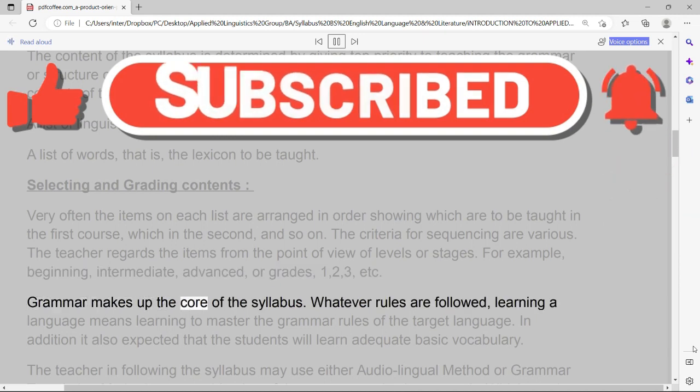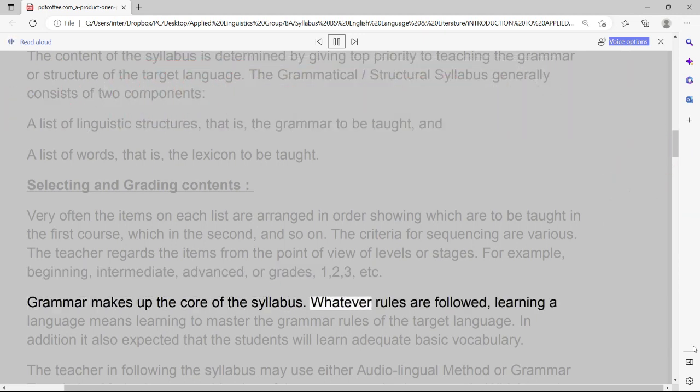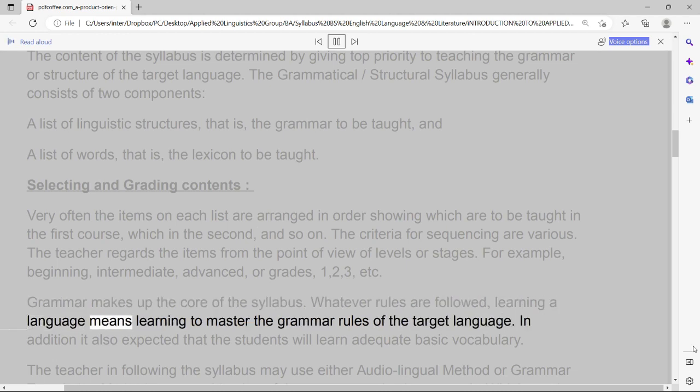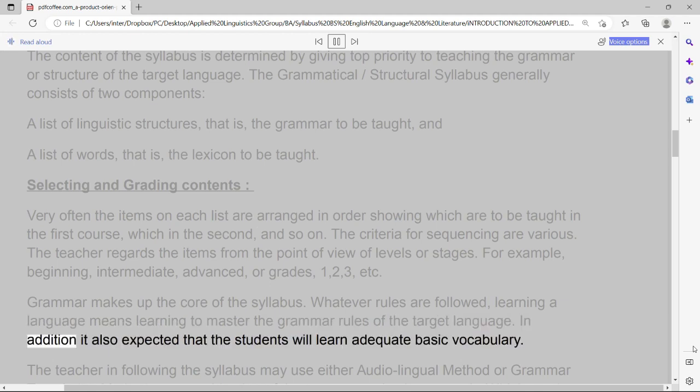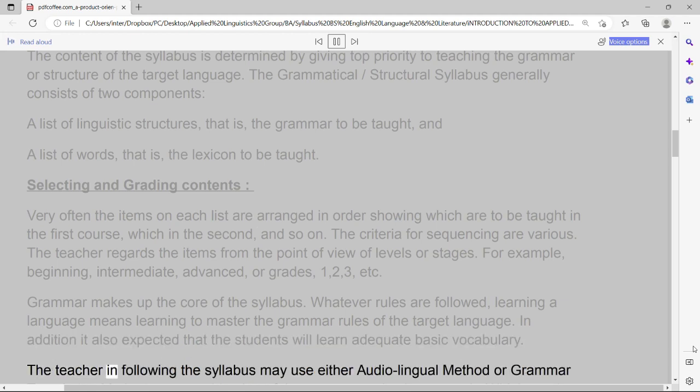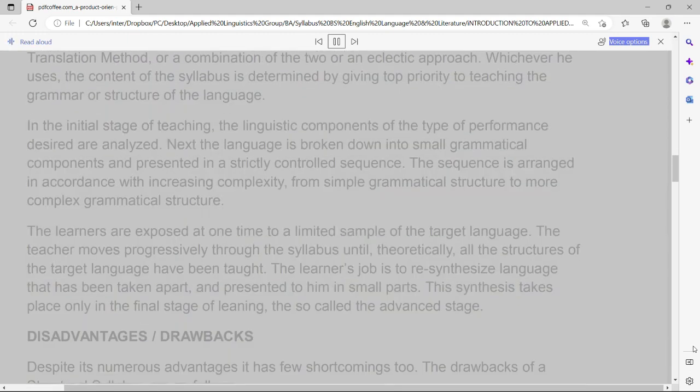Grammar makes up the core of the syllabus. Whatever rules are followed, learning a language means learning to master the grammar rules of the target language. In addition, it is also expected that the students will learn adequate basic vocabulary. The teacher in following the syllabus may use either audiolingual method or grammar translation method, or a combination of the two or an eclectic approach. Whichever he uses, the content of the syllabus is determined by giving top priority to teaching the grammar or structure of the language.